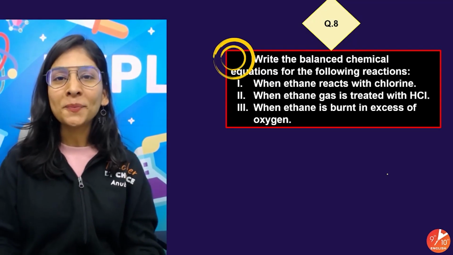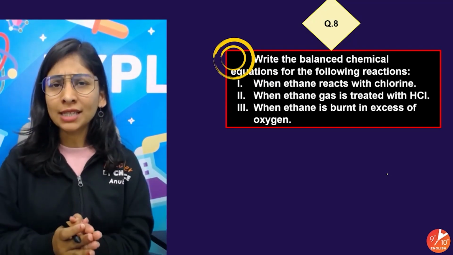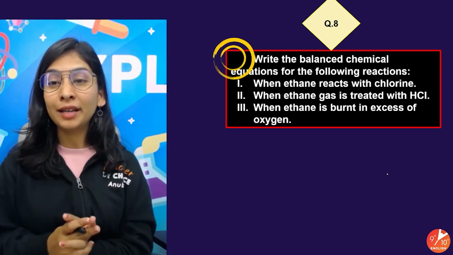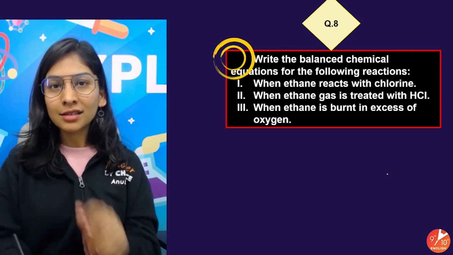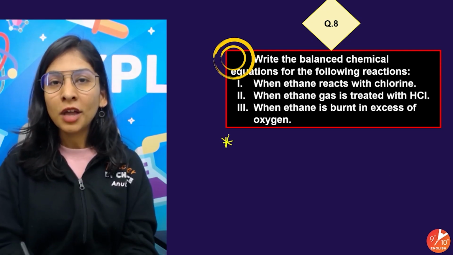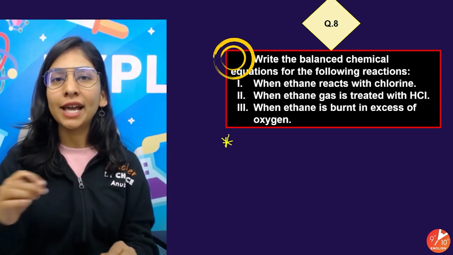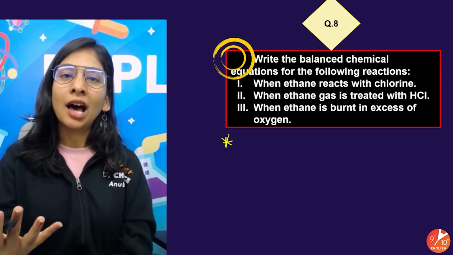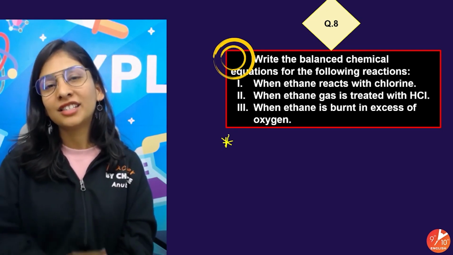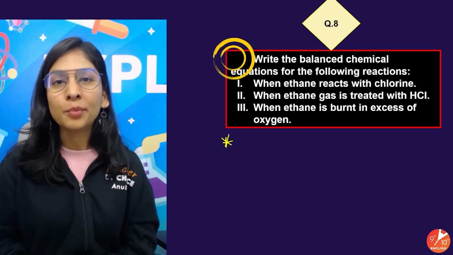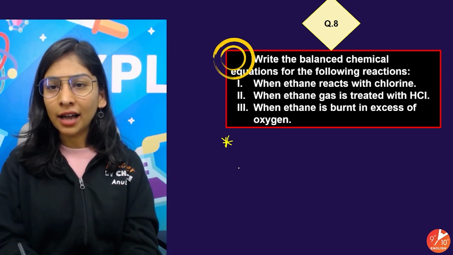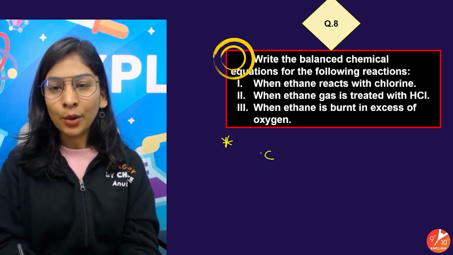All right, everyone, let's get back to some more questions. Now we have question number 8, which says: write the balanced chemical equation for the following reaction. This is also one more tip that I'm going to give you. Whenever there is a reaction that you need to complete, don't forget to balance it. That will show how active and intelligent you are, that you know how to attempt a particular question. Okay? When ethane reacts with chlorine. What's ethane?